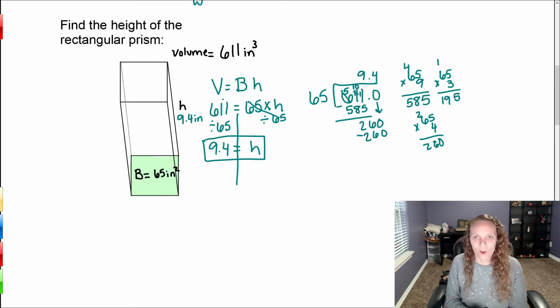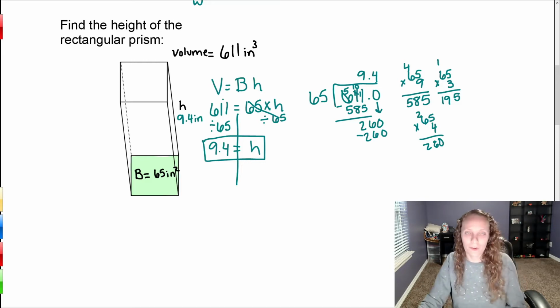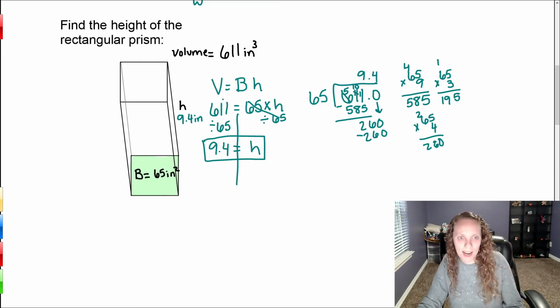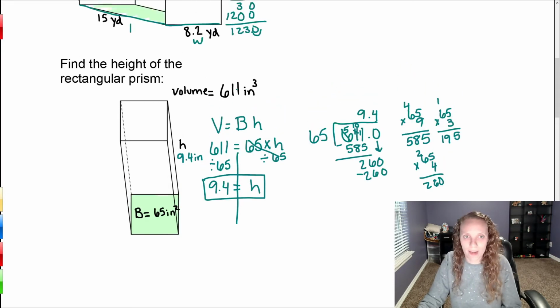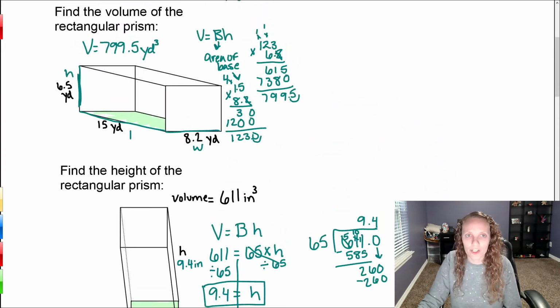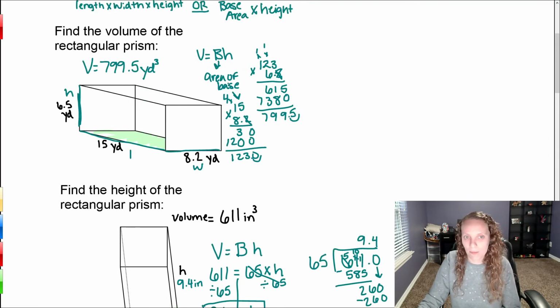Alright guys, that's volume. All you need to remember right now is length times width times height. Something else that might be helpful is that big B in the formula V equals big BH stands for the area of the base. There's a couple of different ways you could work it out. You can find the area of the base first by multiplying and then multiply it by the height, or all you really need to think about at this point is length times width times height.